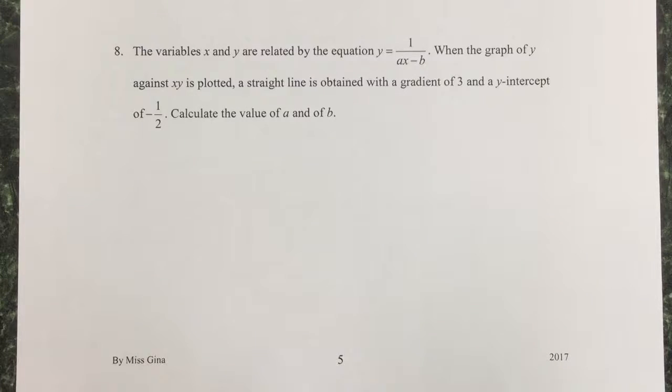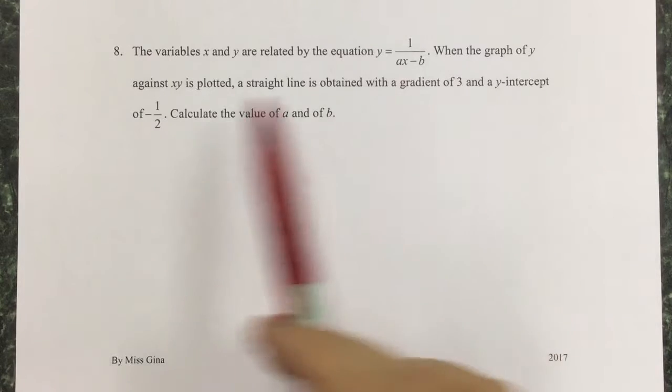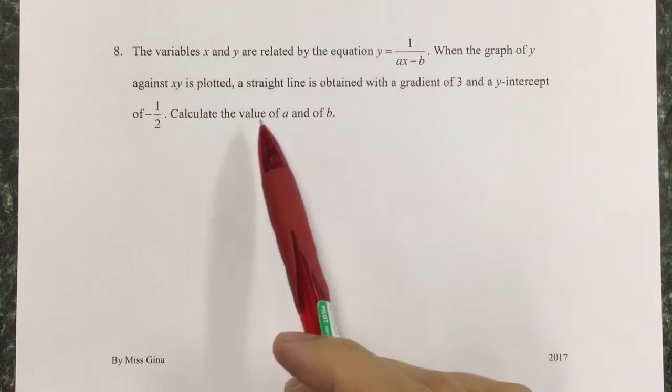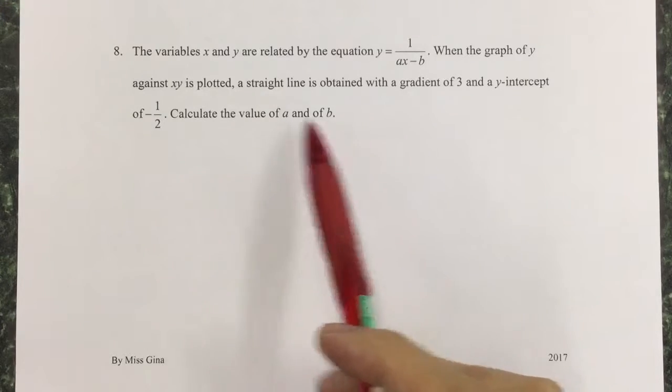Okay, so this is another example on linear law. Just that now it's slightly different. There's no diagram, but it's a whole bunch of information given, and they expect you to find the values of A and of B, the two constants here.